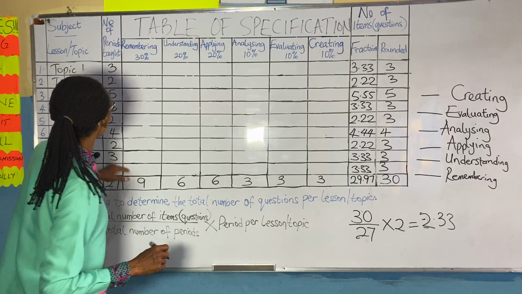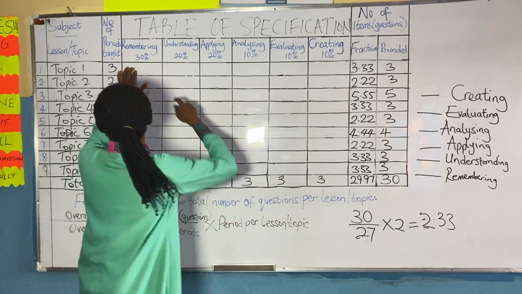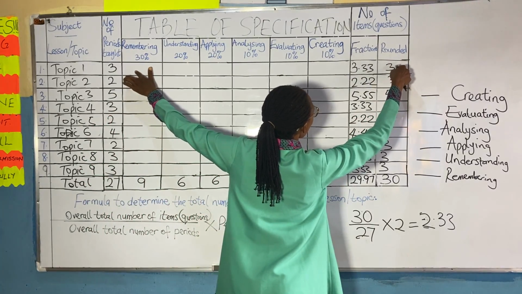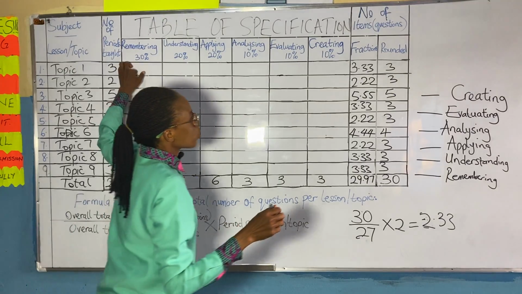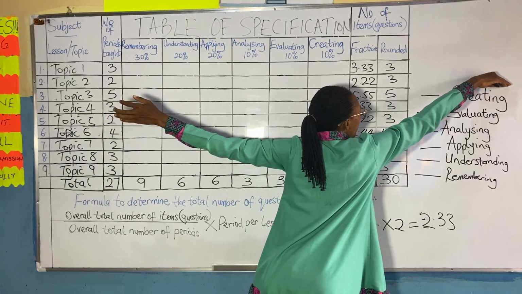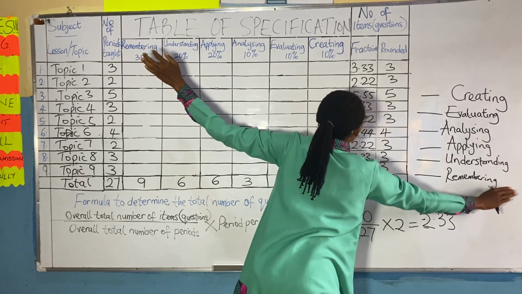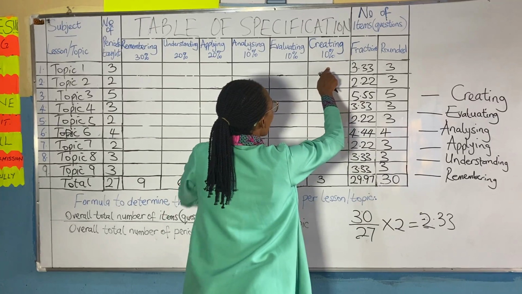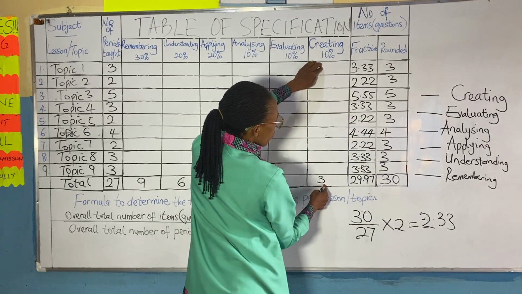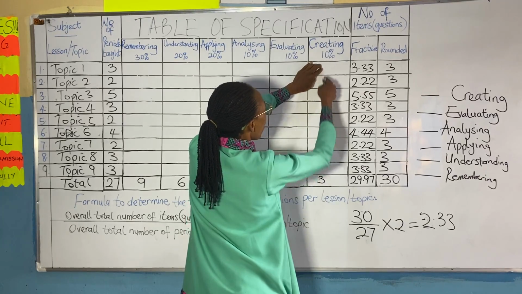Now, for us to know how many questions we are going to set here, like for topic 1, we can only set 3 questions, right? When you are setting the questions, you have to start from the higher order down to the medium before you go to the lowest. So we are starting from creating. Under creating, you can only set 3 questions.